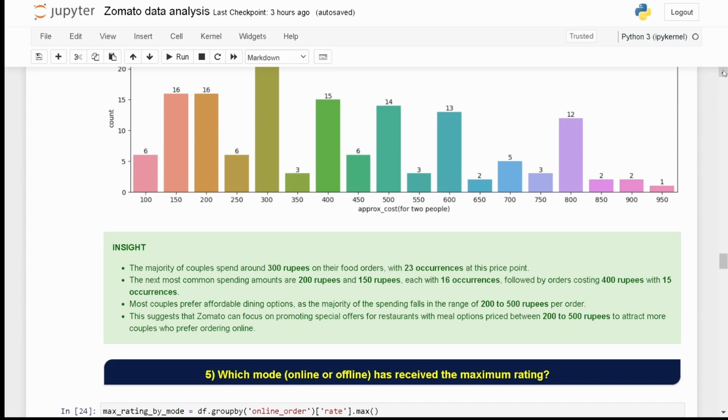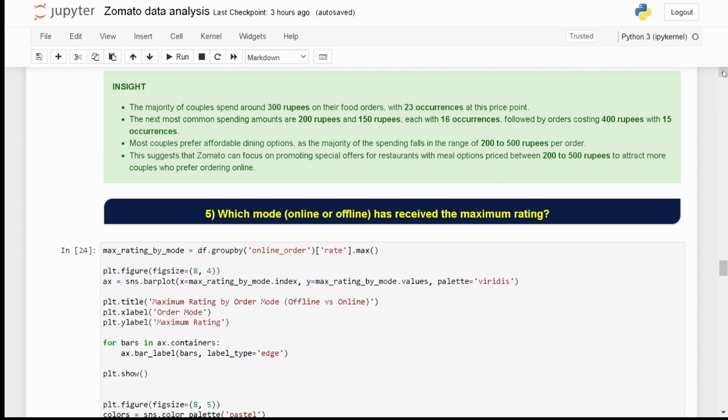This analysis contributes to a deeper understanding of consumer behavior and helps in making data-driven decisions for improving service quality and customer satisfaction. This project underscores the importance of data-driven decision making in the food delivery industry.